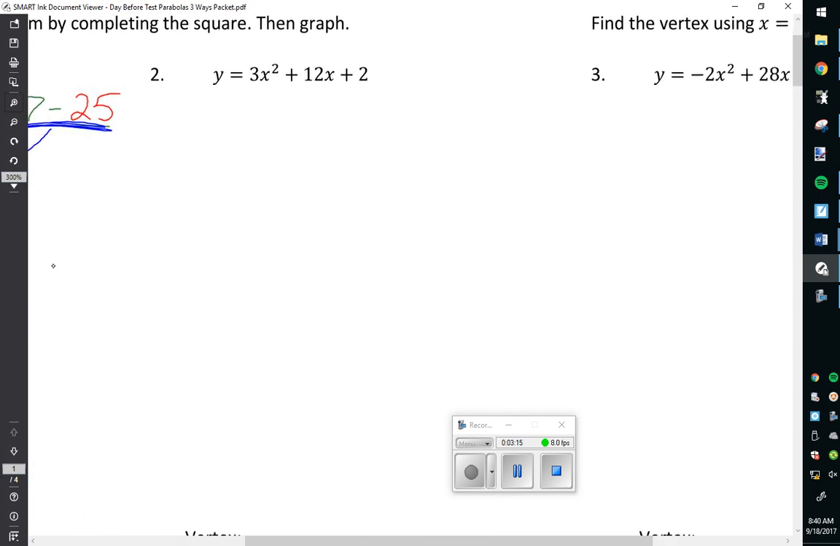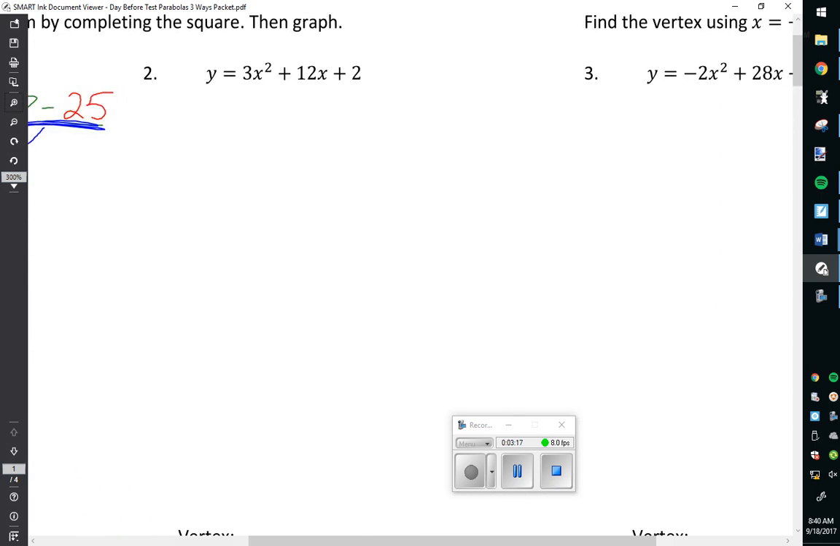Let's look at number 2. So number 2 is a little bit harder. 3x squared plus 12x plus 2. We are again finishing it by completing the square. But remember with this one, since I have the 3 in front, I got to do some work first. Genesis, since there's a 3 in front of that x squared, what do I have to do with it?